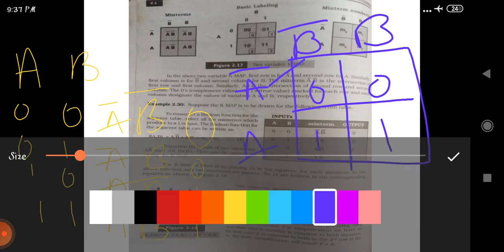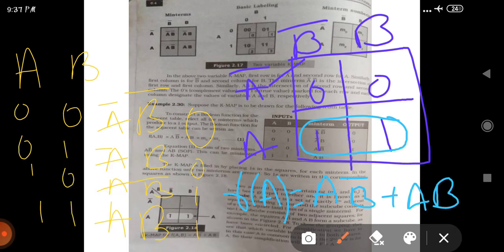This one and this one is a group. I am going to make the group of these two. F of A equals the answer of this one, A B bar plus A B. This is the M0, M1, M2 and M3. F of A equals what? It comes M2 plus M3.